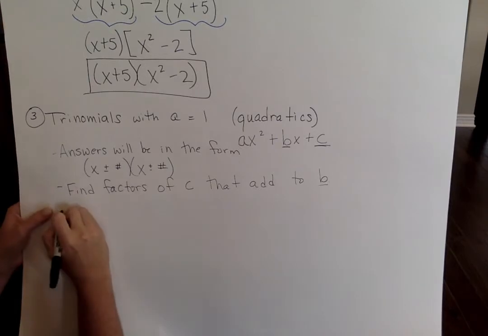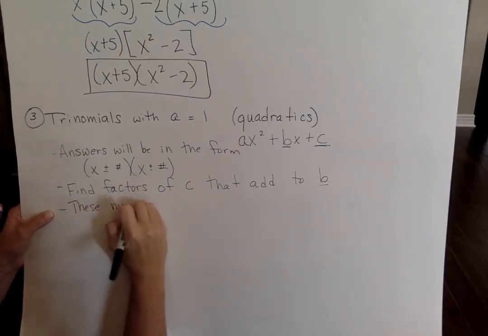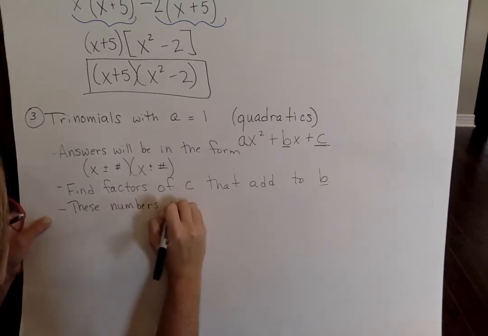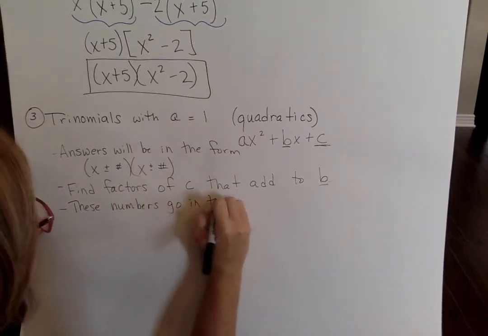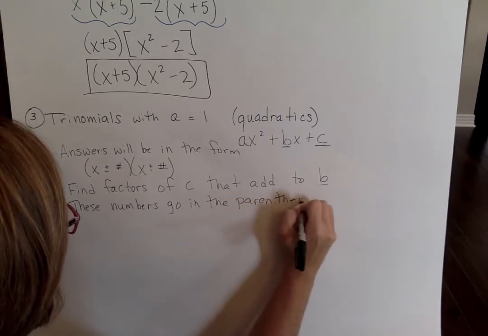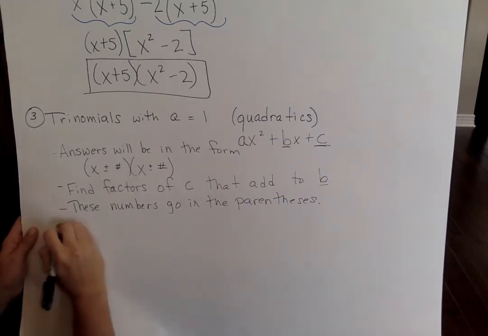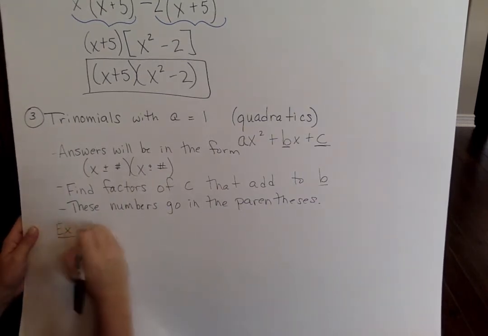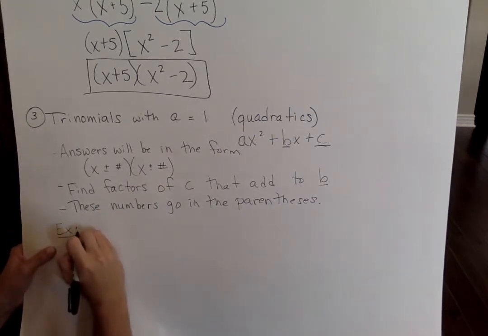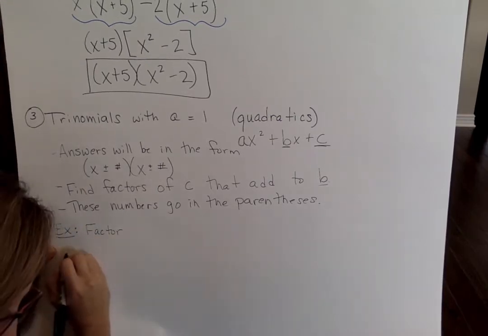Let's see. These numbers go in the parentheses. So it's important to recognize when you're dealing with a quadratic with a equals 1 because they'll go a lot faster than the other quadratics that we're going to factor here in a little bit. So we're going to do a couple of these.